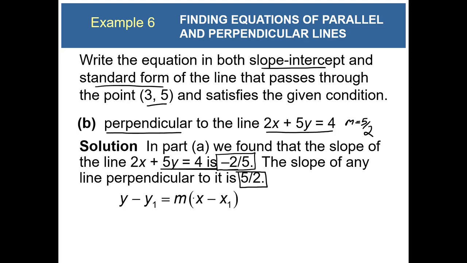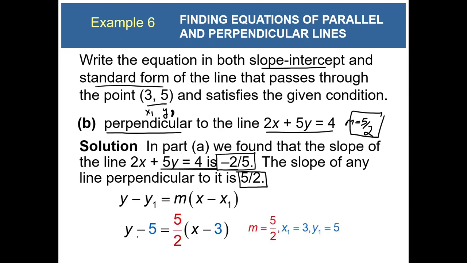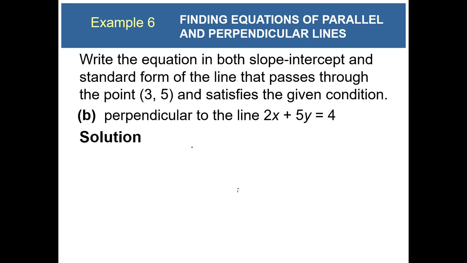Again, we'll use the equation for the point-slope form: y minus y1 equals m times the quantity x minus x1. m, remember, is 5/2, and (x1, y1) is (3, 5). y minus 5 equals 5/2 times the quantity x minus 3. We will distribute the 5/2 to the right side of the parentheses. After we distribute, we get y minus 5 equals 5/2 x minus 15/2.